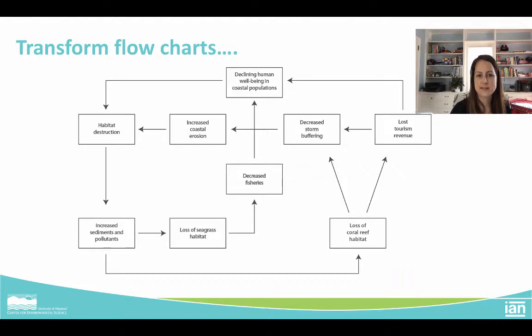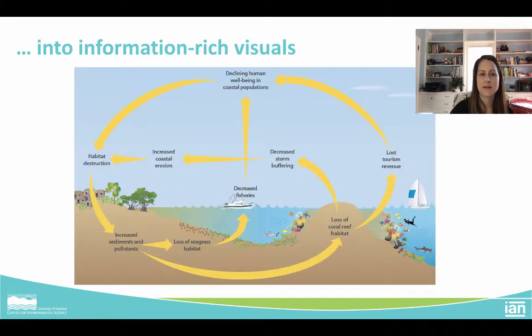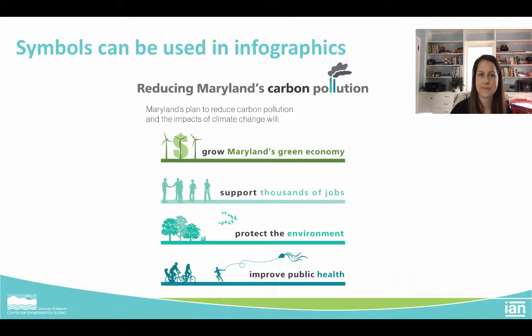And you can use conceptual diagrams to transform flowcharts, which are usually just box and arrow diagrams, into really information-rich visuals. So just by looking at this and adding a base and a few symbols behind those arrows, this conveys so much more information and can be retained much more easily by the audience. Symbols can also be used in infographics.